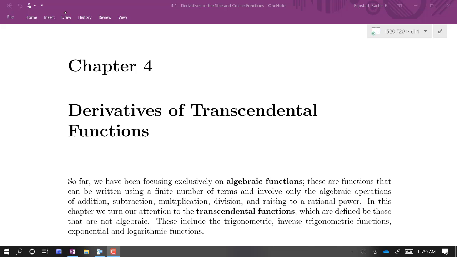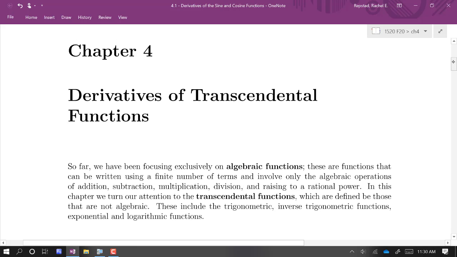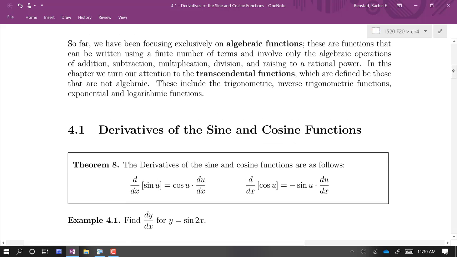These are functions like trigonometric functions, exponential functions, and logarithmic functions. We're going to start by just looking at the sine and cosine functions. We have two new formulas to learn. The derivative of sine is equal to cosine. So the derivative of sine of some stuff, sine of u, is cosine of u times du dx. This is what we already know as the chain rule.